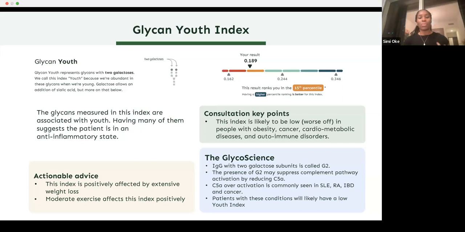When we have clients who have a GlycanAge which is a bit higher than they would want, one of the key things we emphasize is targeting some of the specific indexes. Certain indexes respond to different changes. As a company, we're really big on the science, the research and the evidence, and we're seeing that certain indexes are affected by different elements. Some of these include supplementation, but in particular, Glycan Youth responds very well to lifestyle changes, weight loss and exercise.